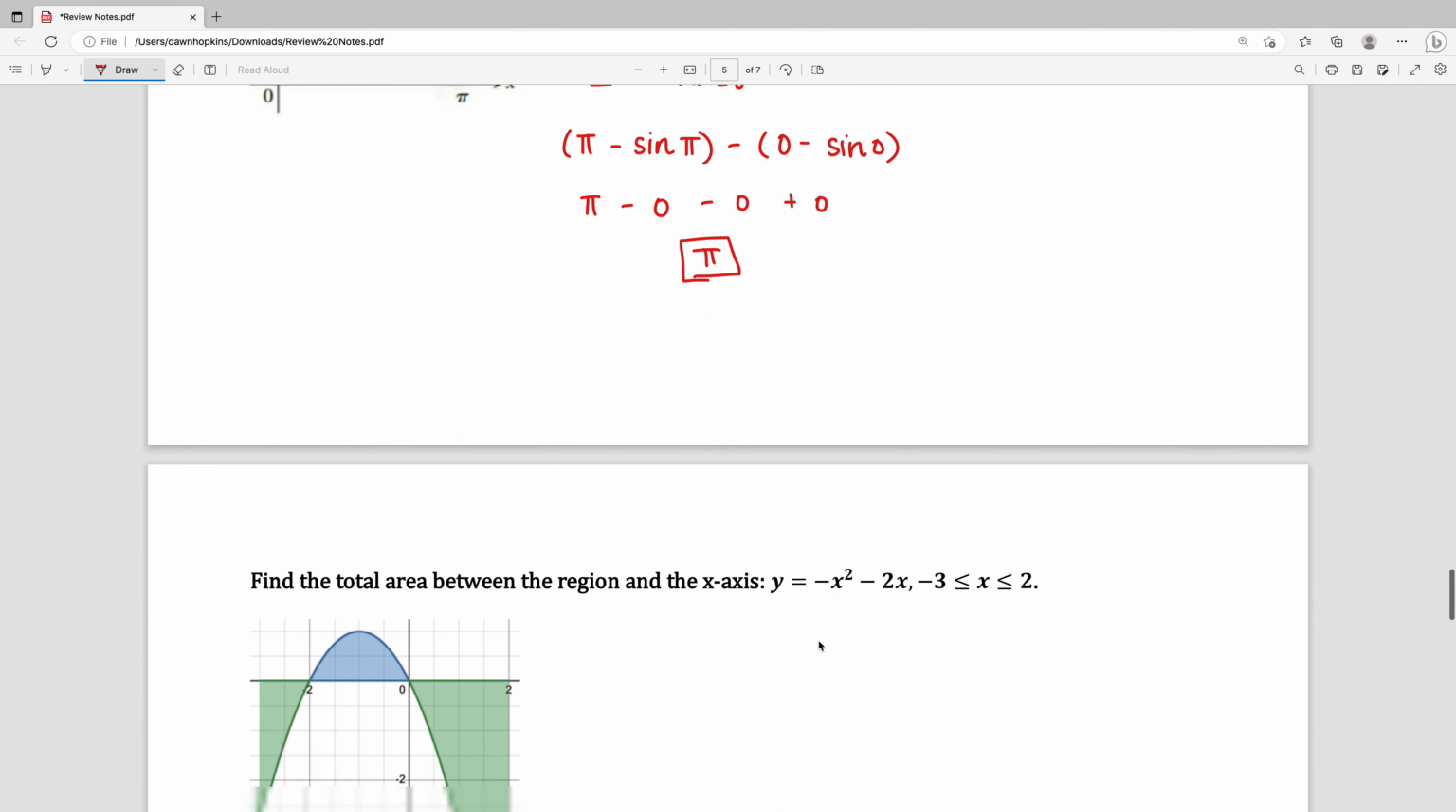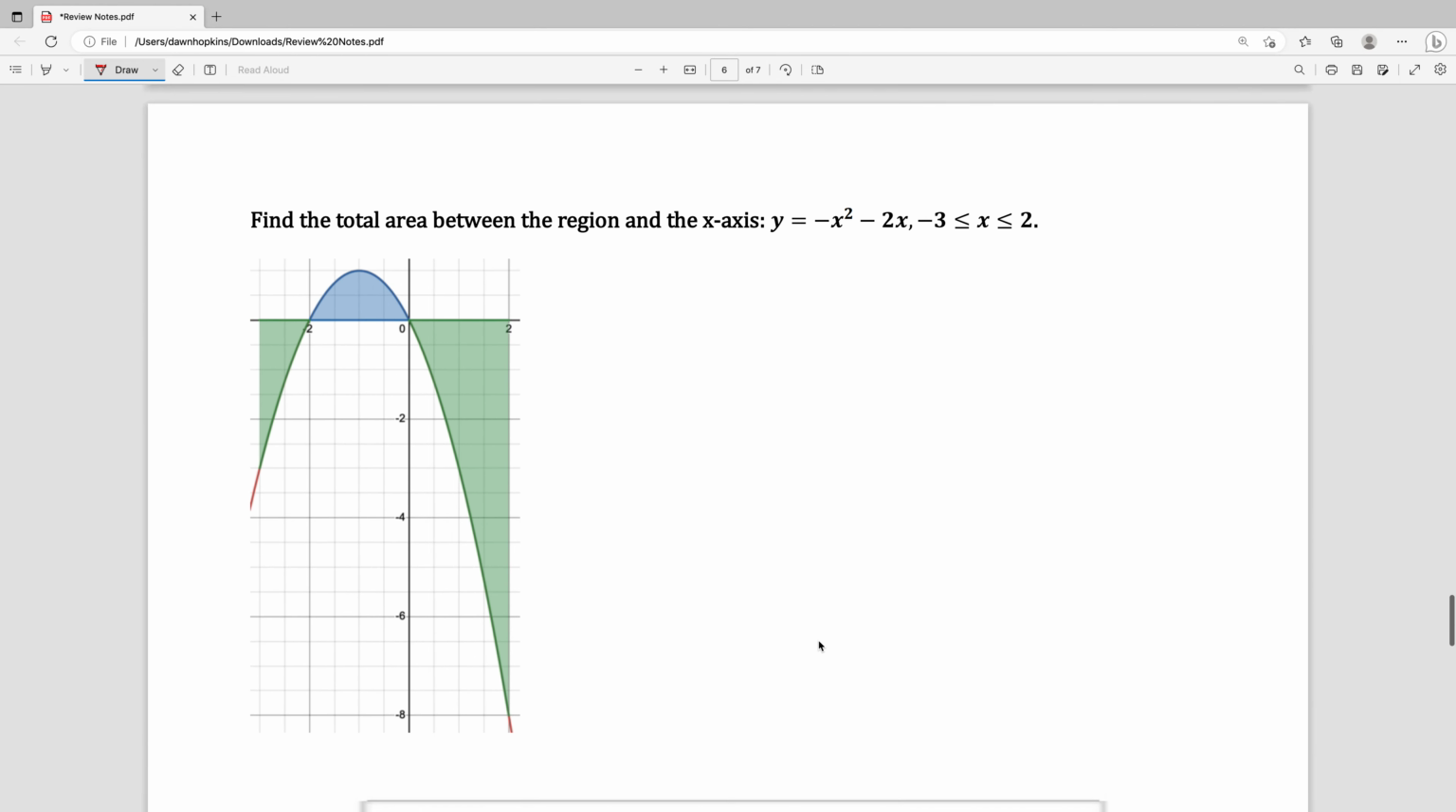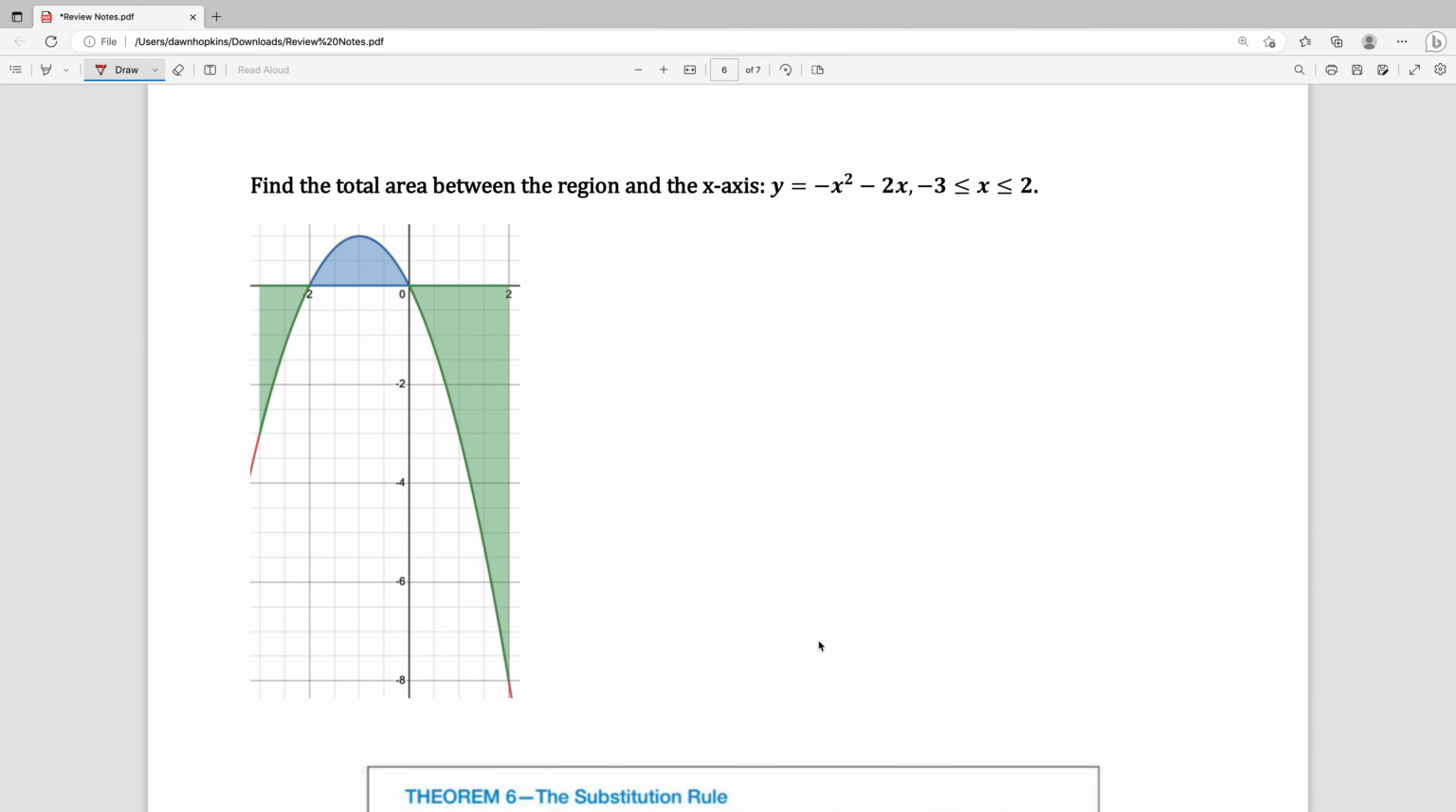Now, sometimes your function is going to give you areas that are both above and below the x-axis, and that is what we have here. We actually have 3 different regions, the 2 green ones being below the x-axis, the blue one is above, of course. So we're going to end up integrating this among 3 intervals. We're going to look at the interval from -3 to -2, that's going to be the first green area. Then -2 to 0, that's the blue area. And then finally from 0 to +2, that's going to be the second green area.